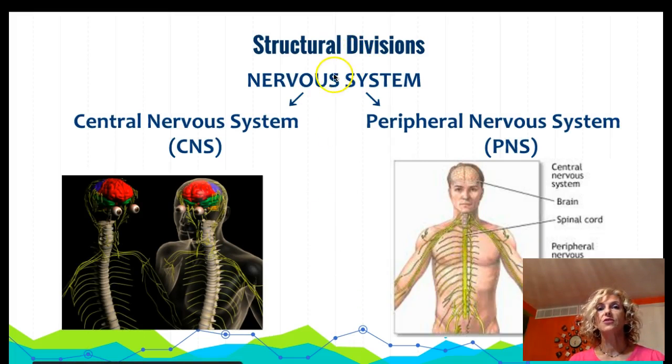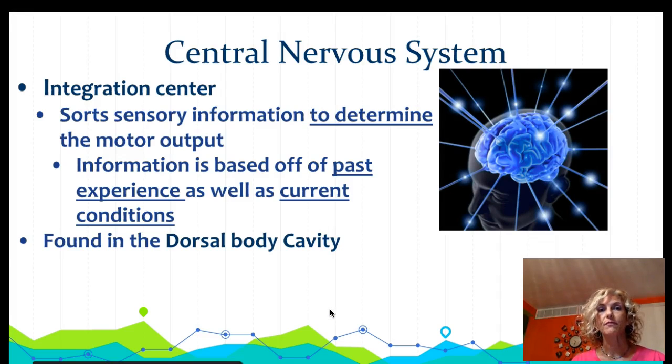So first, here's the structural division. This is the brain and spinal cord. That's the CNS. And then you have the peripheral nervous system, which is basically all of the nerves leaving either your brain or your spinal cord. So I'm going to talk about the central nervous system first.